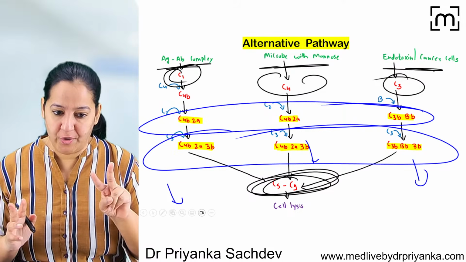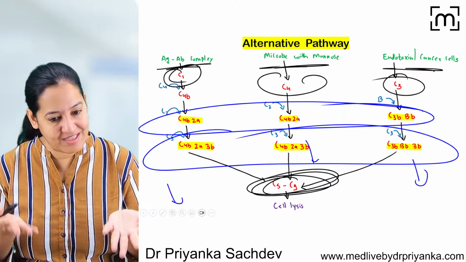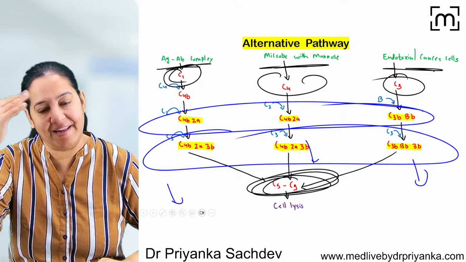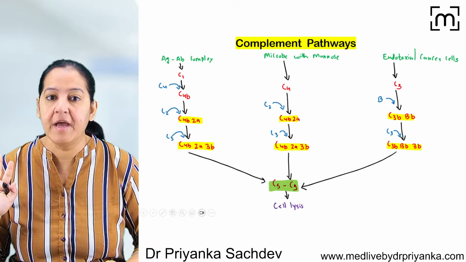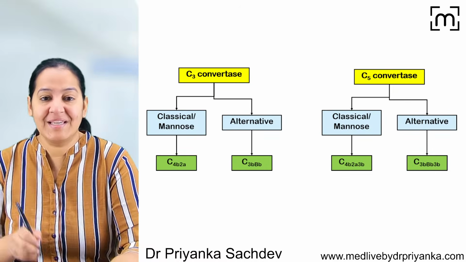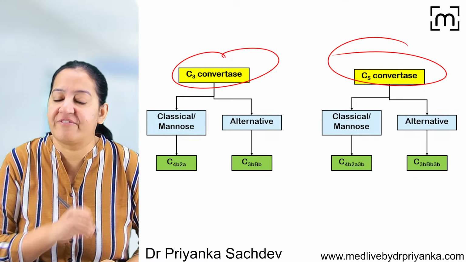Now, there are 2 choices. Either learn completely, you can answer all. If you don't want to learn it completely, learn this table and learn the questions. Okay, learn the questions only. How many of you got it? Tell me the C3 convertase in each pathway. Tell me the C5 convertase in each pathway.